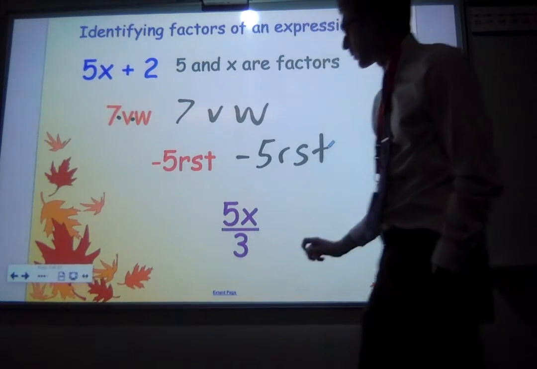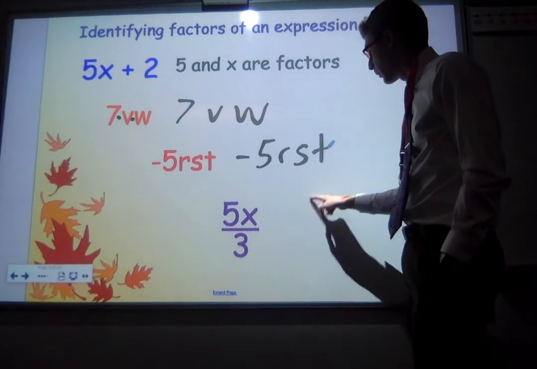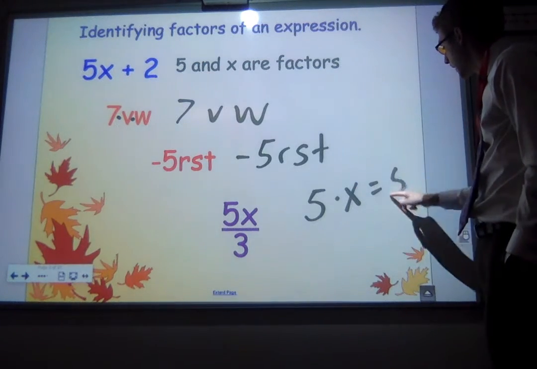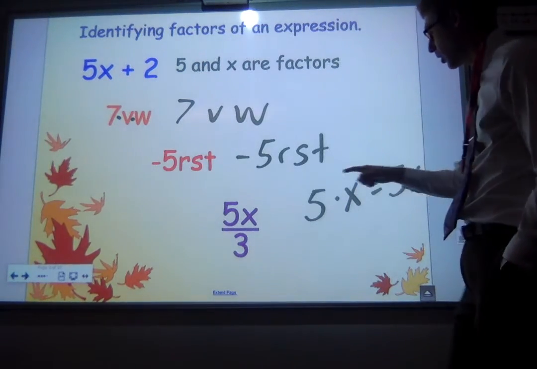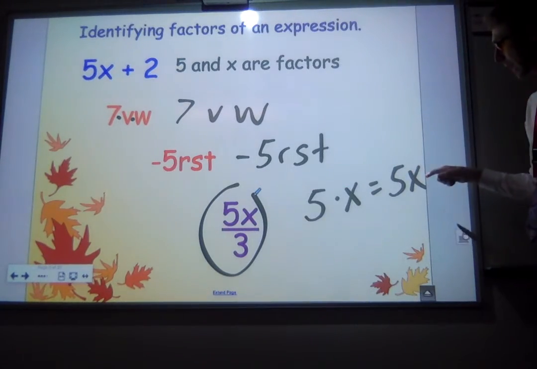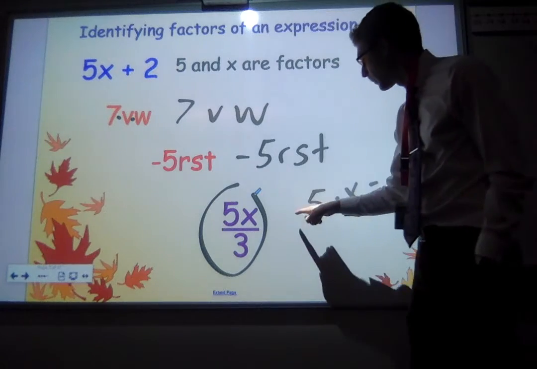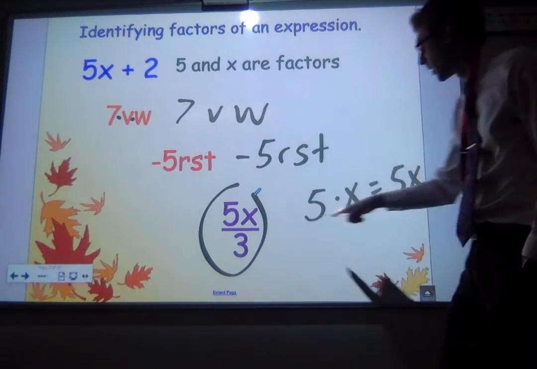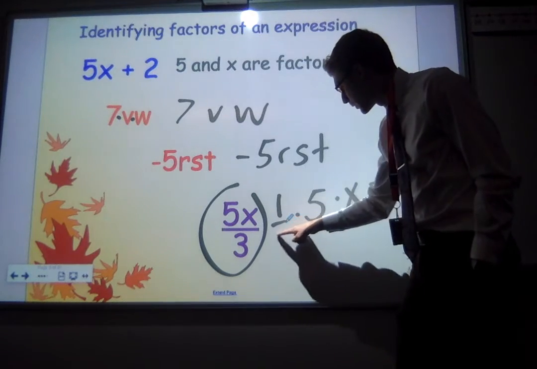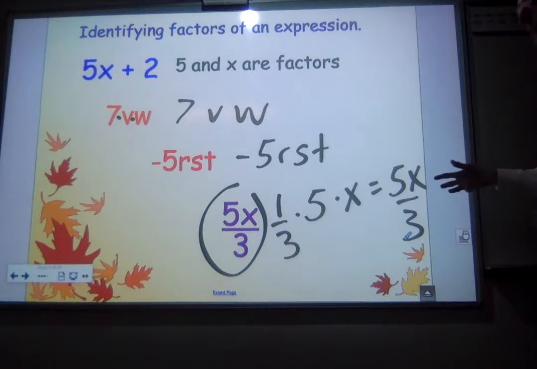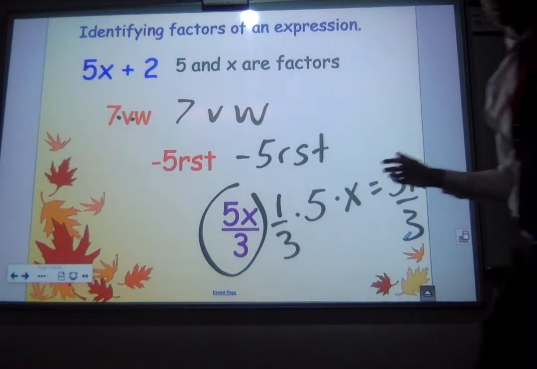All right, then this last one, it's really important. A lot of people thought today it was 5x. But a really important check is we can say, okay, if we multiply the factors together, we should get the product. We can see here there's more than just 5 times x. There's got to be something more because we have 5x over 3 as our product, where here we only have 5x. So what we can do is also multiply everything by 1/3. That's going to give us the 5x over 3, or the 5 over 3 x, that we're looking for.